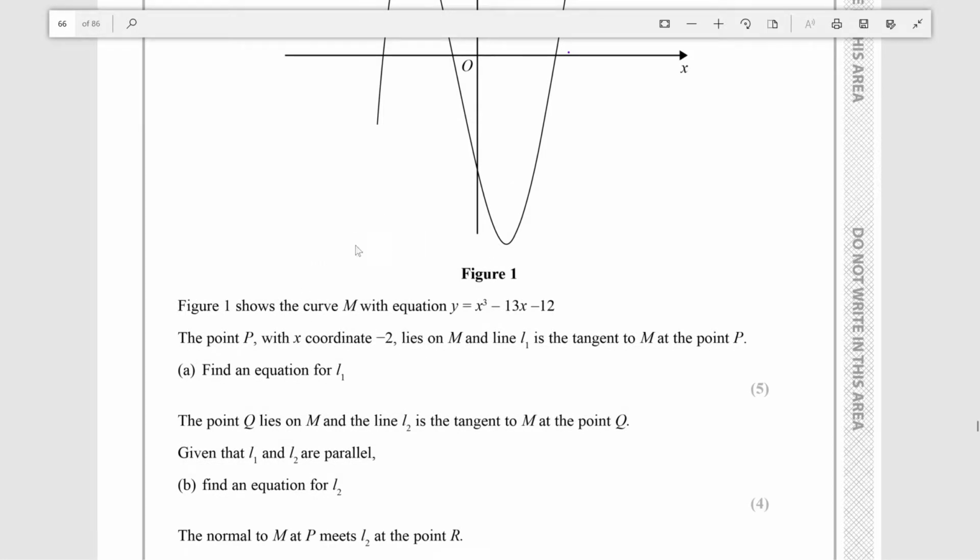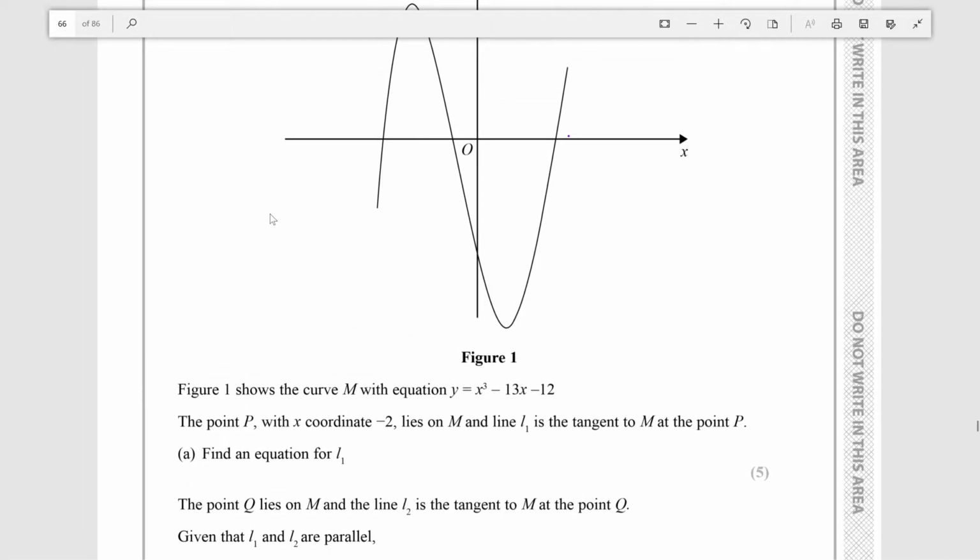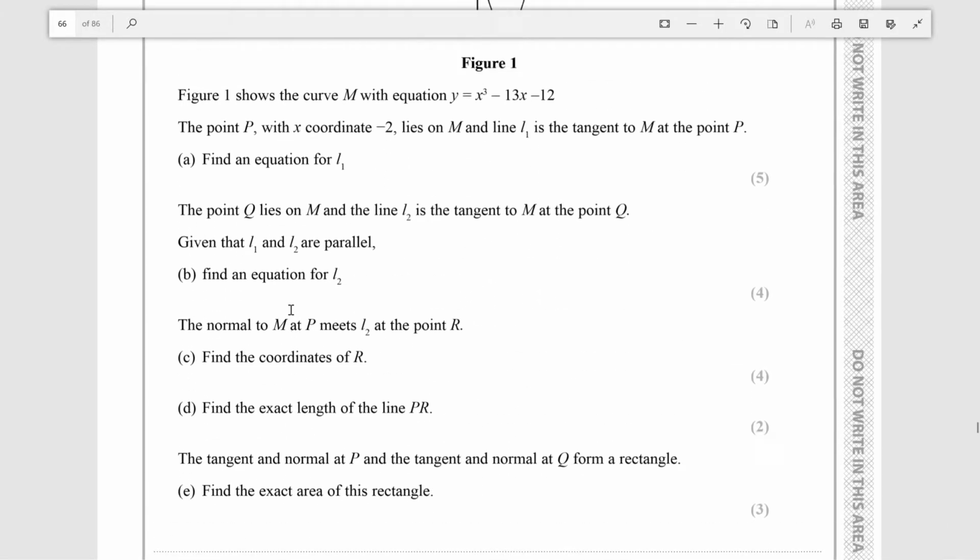I think the rectangular Cartesian coordinates falls under topic 8, and calculus would be topic 9.